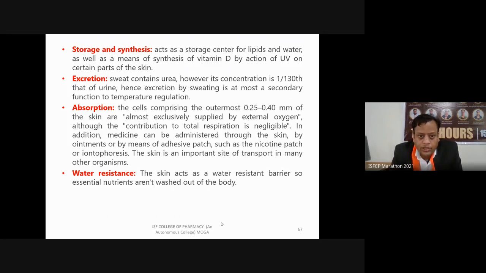Absorption: the cells comprising the outermost 0.25 to 0.4 millimeter of the skin are supplied by external oxygen. Also, the contribution to total respiration is negligible, but medicine can be administered through the skin, like ointment and other topical agents that can be absorbed through the skin. It also produces a water resistance action, so skin acts as a water resistance barrier to essential nutrients.